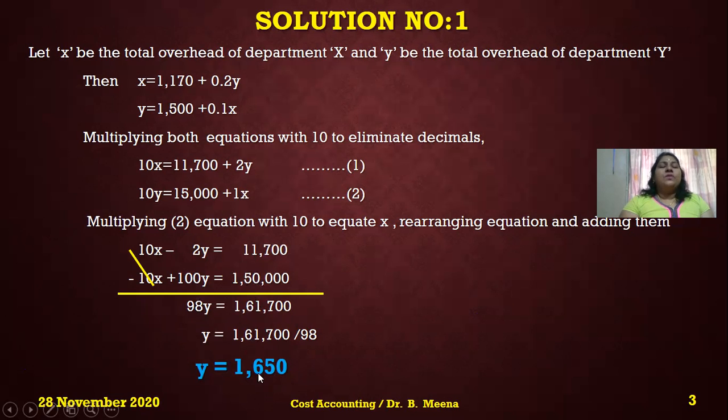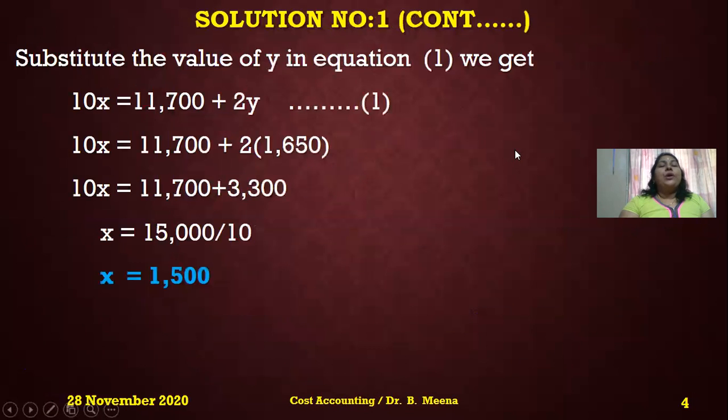Then I can substitute this value in the first equation in order to get the x value. So 10x is equal to 11,700 plus 2y. Then 10x is equal to 11,700 plus 2 into 1,650. Then 11,700 plus 3,300, I'll get 15,000. 10x I'm bringing over, it will be dividing. So 15,000 divided by 10, 1,500. This is the value of x.